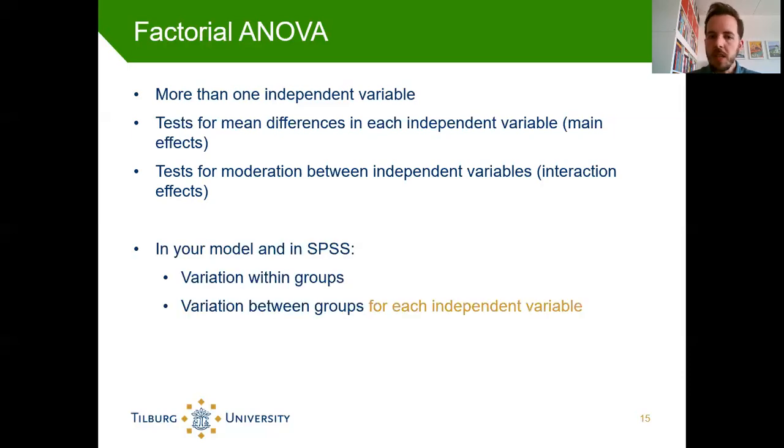It's actually conceptually in your model and also in SPSS. What now happens if you have more than one independent variable is that SPSS is not just looking at your variation within groups and between groups for one independent variable, but for each independent variable. So for each independent variable, it will basically do the same thing that we looked at before. All right, so that's the conceptual story about factorial ANOVAs.